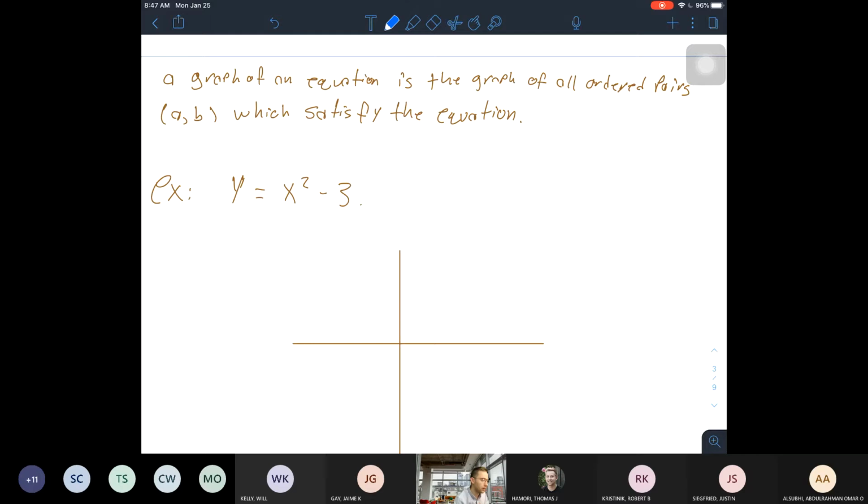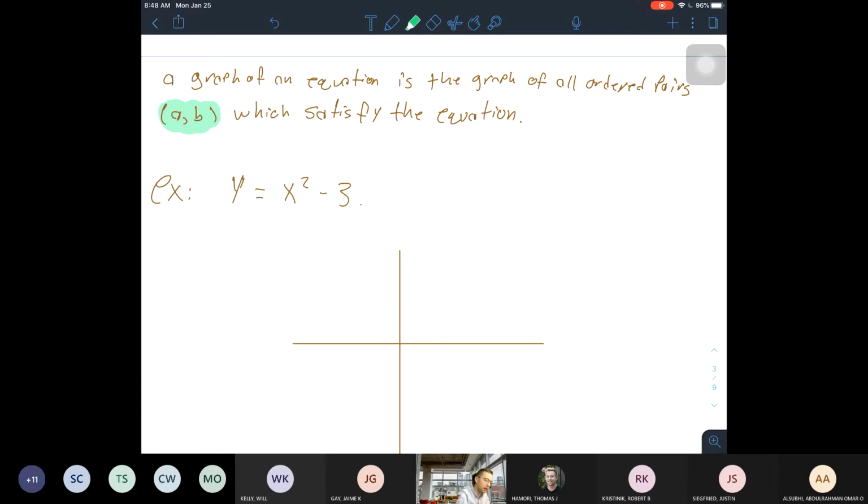Okay, so if we have an equation, then the graph of that equation is just going to be the set of all ordered pairs, a comma b, which satisfy the equation. So we already learned how to graph ordered pairs, a comma b. We just move over left and right according to the a, and we move up and down according to b. So we just collect all ordered pairs, a comma b, where the b value, we plug it in for the y, and the a value, we plug it in for the x, and the equation makes sense.